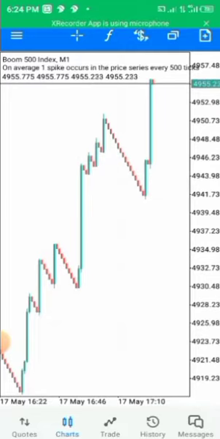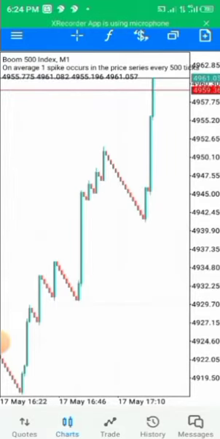Boom and Crash. Today we are going to cash backs on Boom 500 and I'm going to show you guys how to do that. We just got our first spike, but never to worry, we're going to cash more spikes.